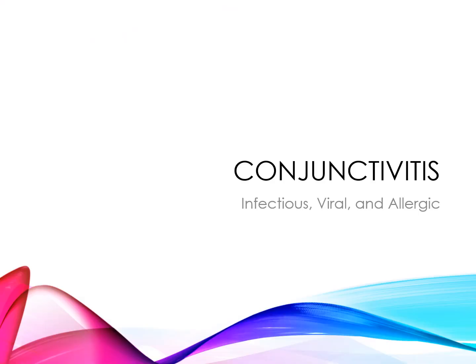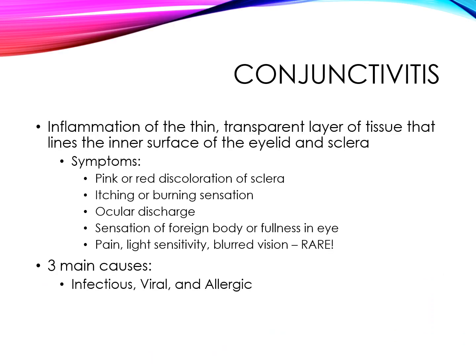The first disease state we'll talk about today is conjunctivitis. Conjunctivitis is inflammation of a thin, transparent layer of tissue that lines the inner surface of the eyelid and the sclera. It's a very common disease state with around 4 million cases per year.